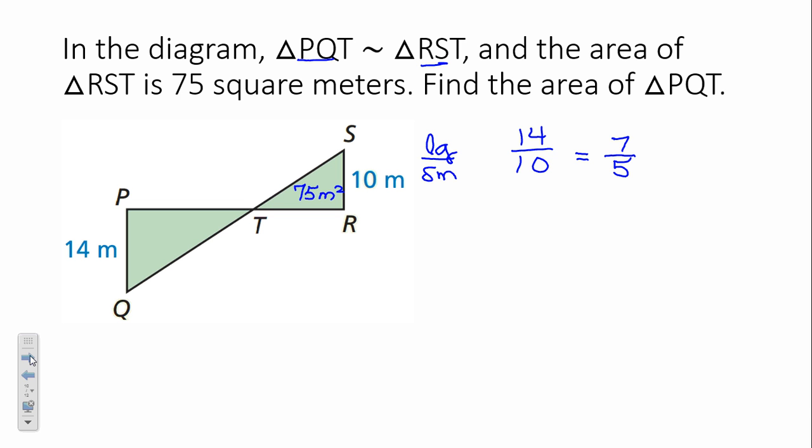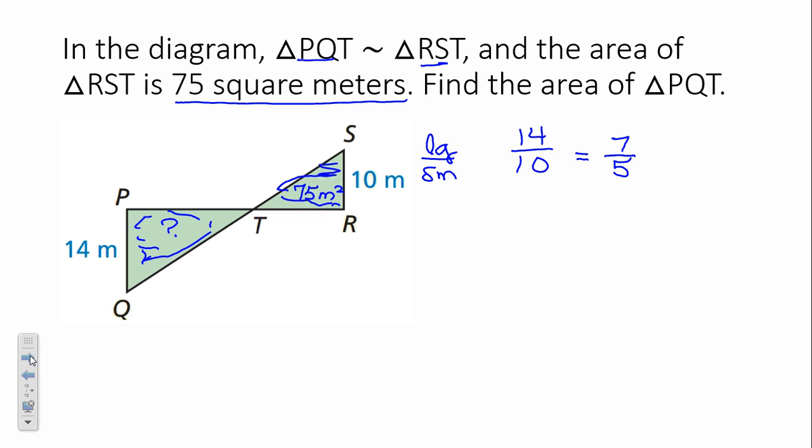Now the 75 was given up here. They said the area of this triangle, all this space in here, is 75 meters squared. They want to know what is the area of this one. This says large to small equals 14 to 10, which is 7 to 5. And Mackenzie, you had a question?